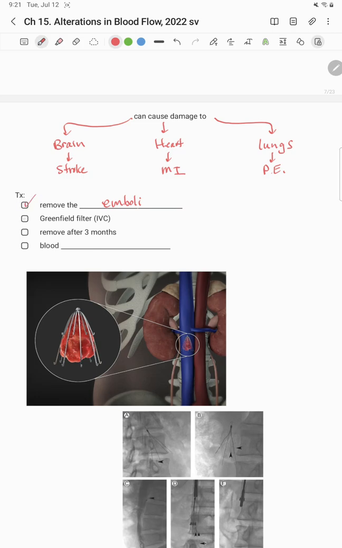So treatment would be to remove the emboli. You can add a Greenfield filter in the inferior vena cava. Okay, the IVC there is the inferior vena cava. And this picture here is showing you what the Greenfield filter looks like that they put in the inferior vena cava below the renal veins. Okay, this is inserted below the renal veins. And then you're supposed to remove the filter after about 3 months. Otherwise, after that, you risk the filter permanently adhering itself to the wall of the inferior vena cava. Plus, you want to get all those blood clot things out of there. And then also with treatment, you can do blood thinners.